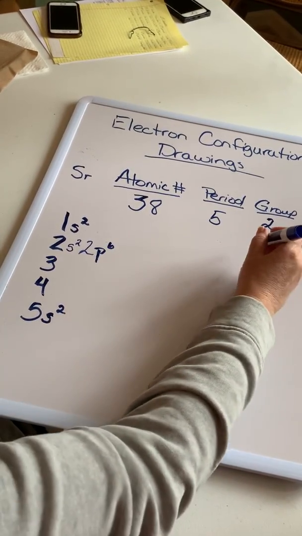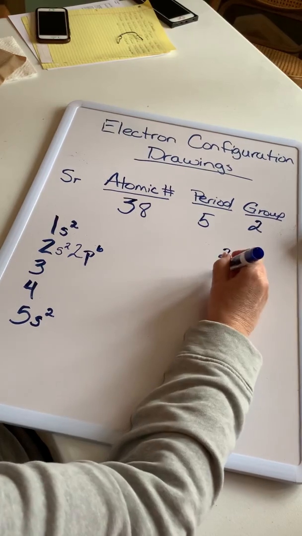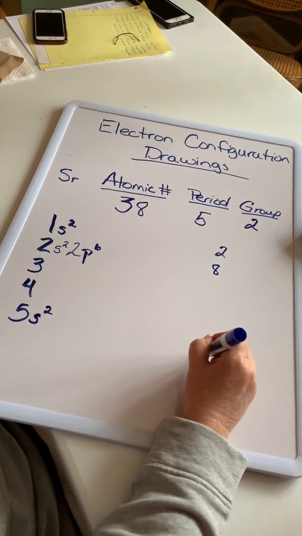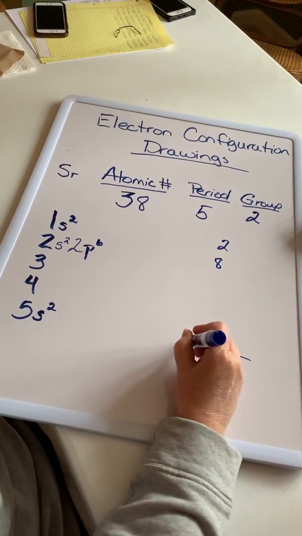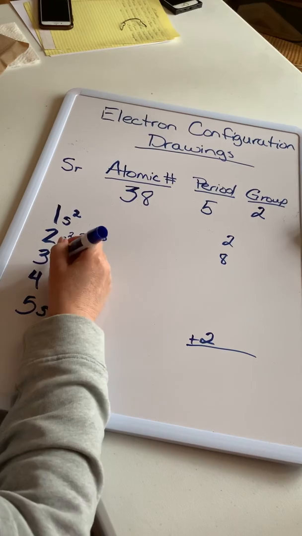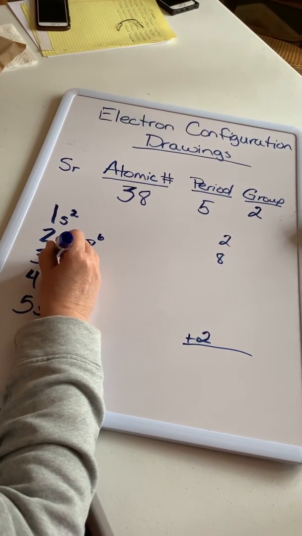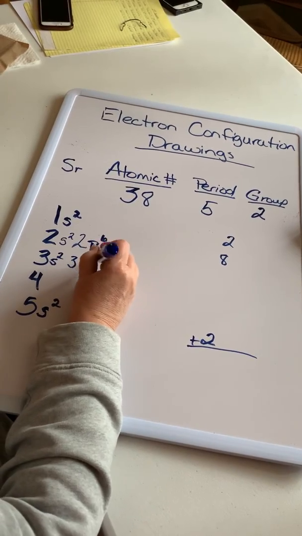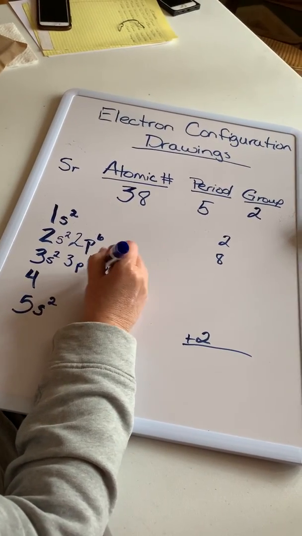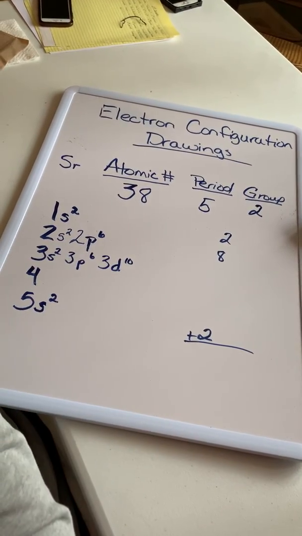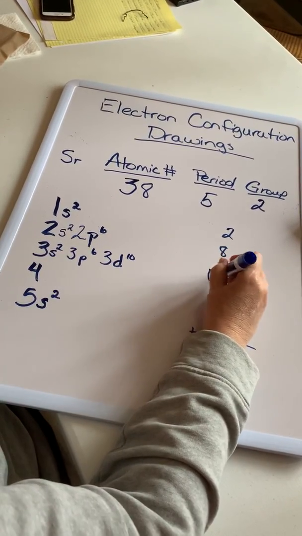Okay, so let's get our count going over here. We have a 2, 2 plus 6 is 8, and down here we have a 2. And remember, this has to add up to get 38 in the end. So we're going to have 3s2, 3p6, 3d10. Okay, so that gives us a grand total here of 18.